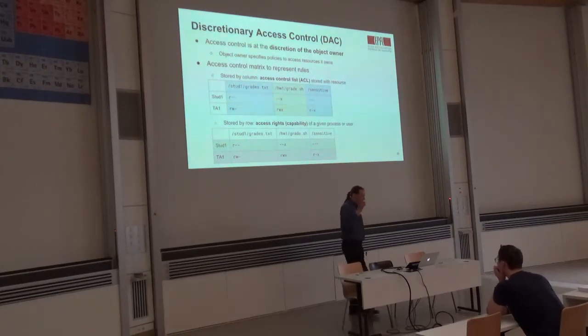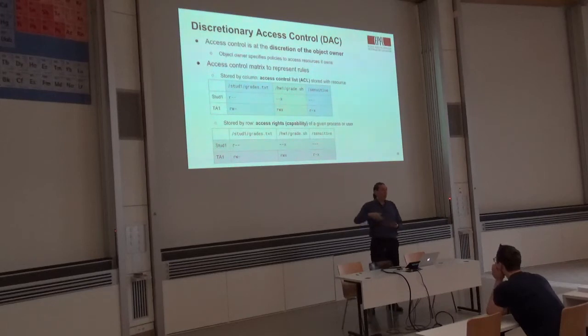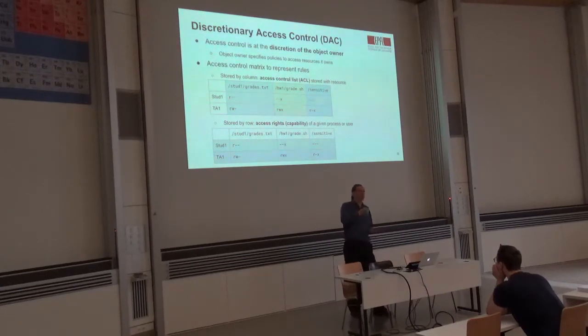When we focus on the columns, we take a whole column representing all the users who do or don't have permission to access a particular object. We bundle up all the information about a column together and store it with the target object that we're talking about. This is called an access control list.